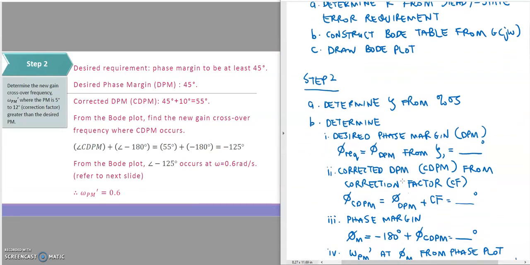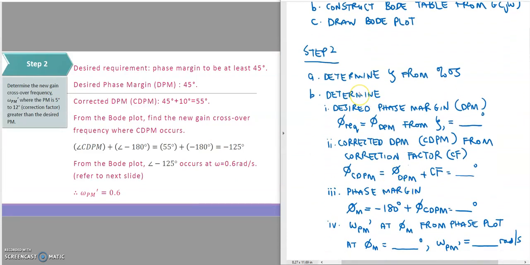Step 2, usually given in the question, is the percent of overshoot. So we determine the zeta, or the damping ratio, from this percent of overshoot, where the formula is provided in the lecture notes on frequency response design via gain adjustment. The next one, based on this, we determine the desired phase margin, dPm.